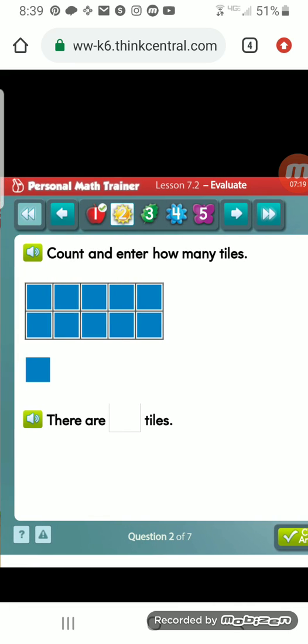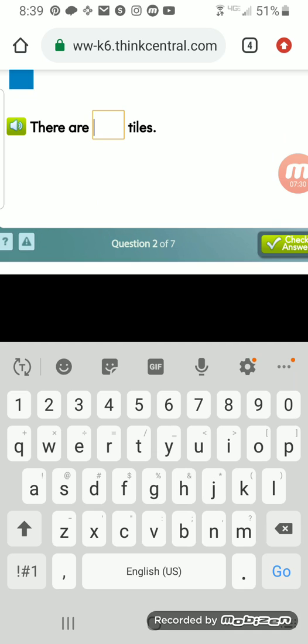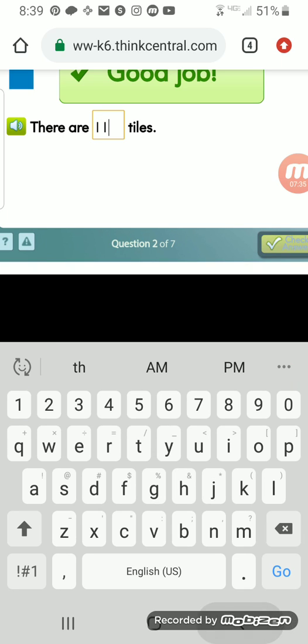Count and enter how many blue tiles. Well, I see a whole 10 frame, so that's a group of 10. 10 and one more makes 11. Remember, 11 is a 1 and a 1. Good job!